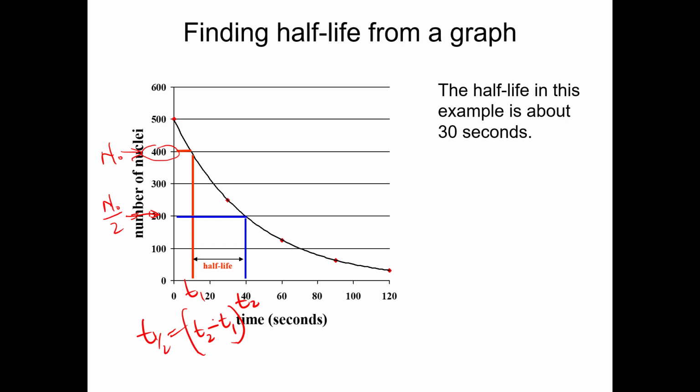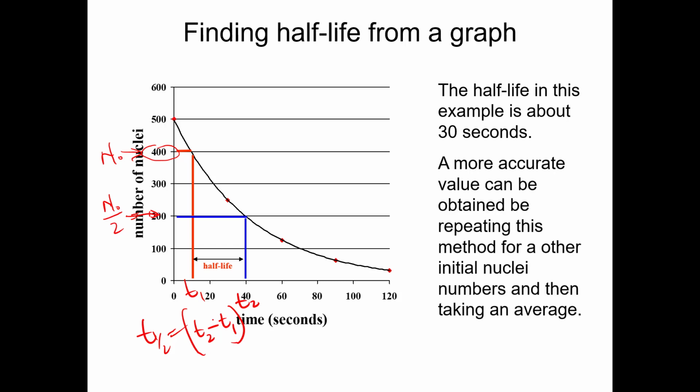But in order to get more accurate values, you simply need to use different starting values. The N naught is different, and then you get different values of the half-life, and then you get the average. There you'll be getting the accurate value of the half-life. So that is what we do.